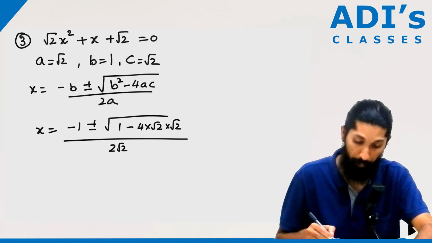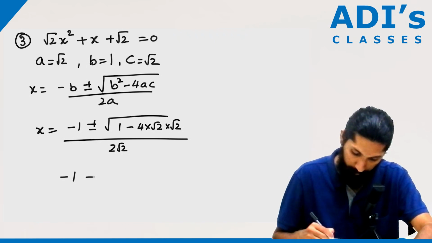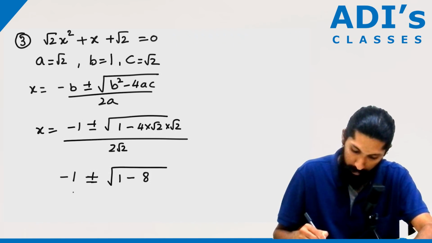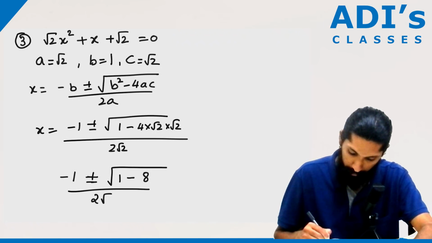Make sense? So (-1 ± √(1 - 4 × 2)), which is 8, divided by 2√2.